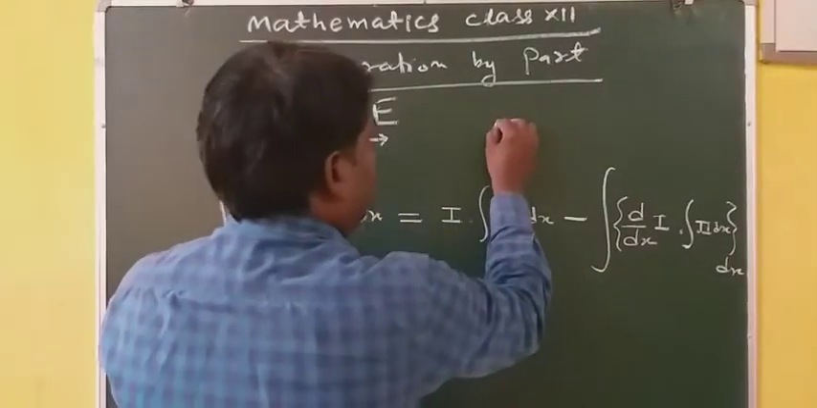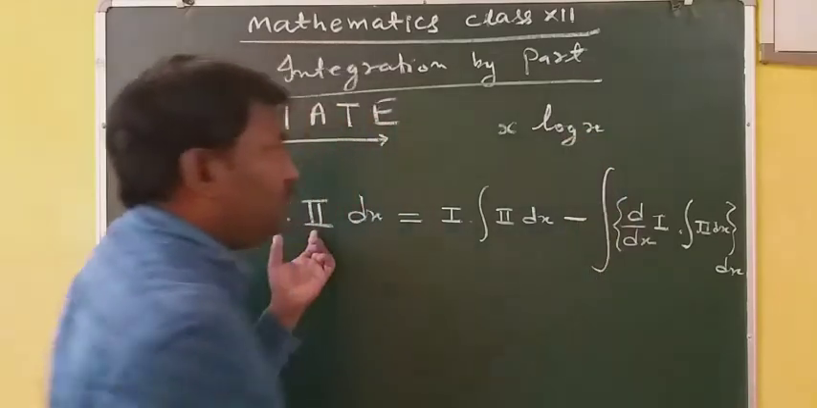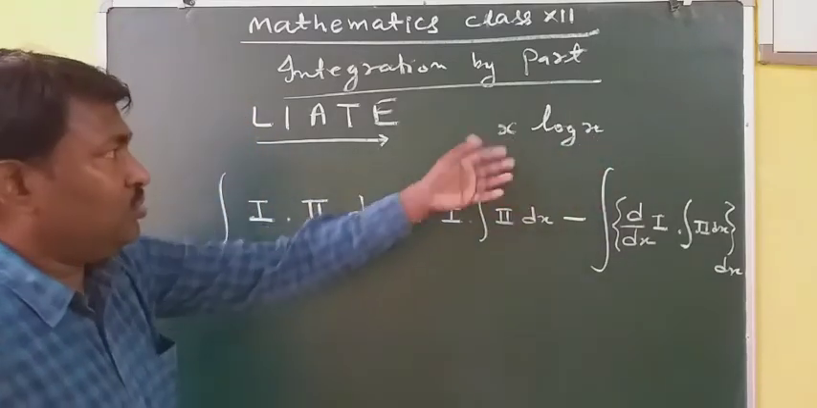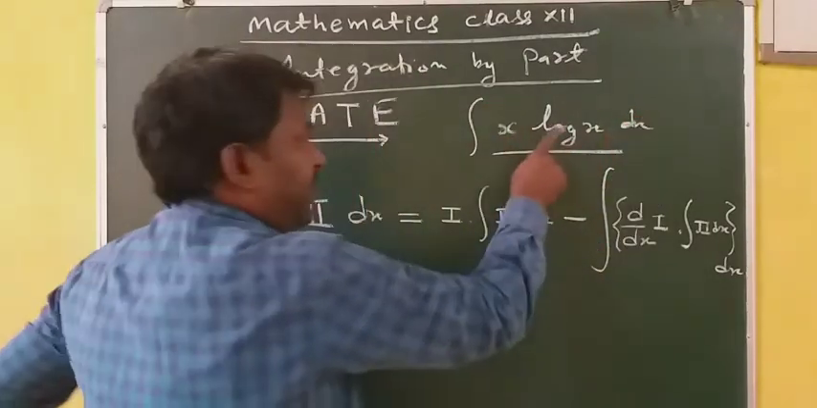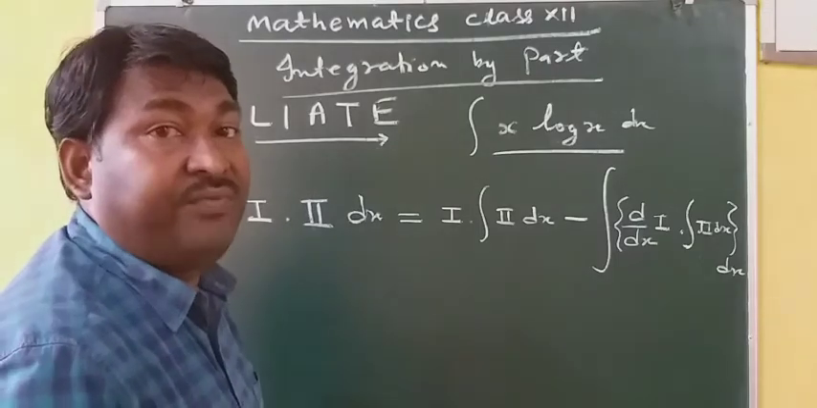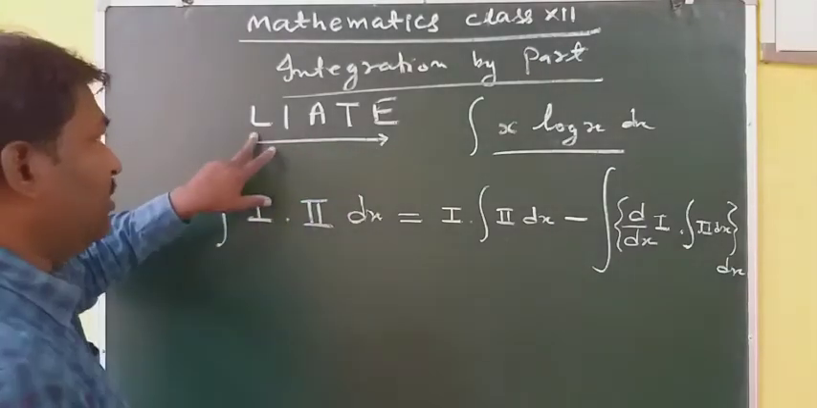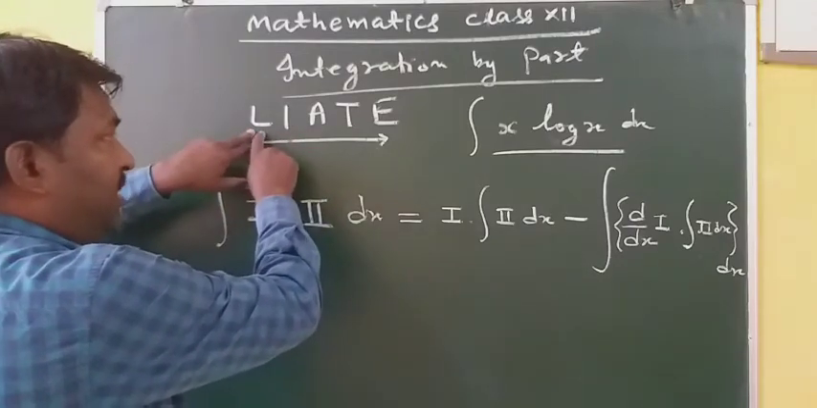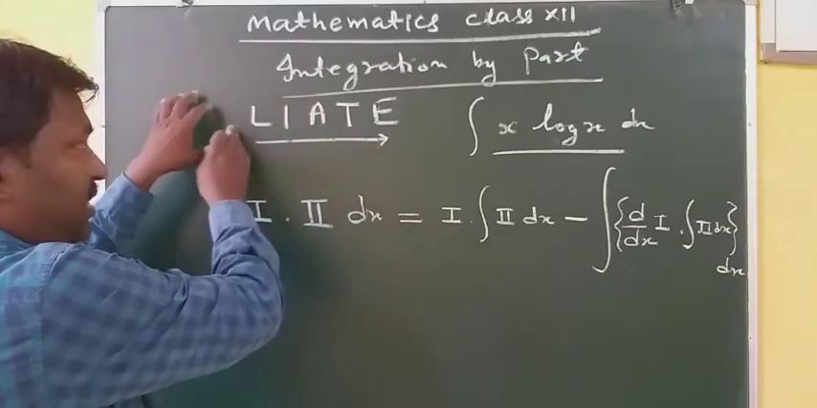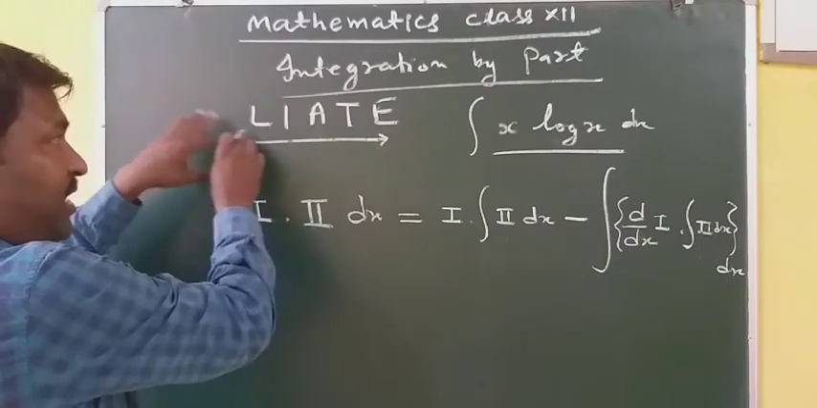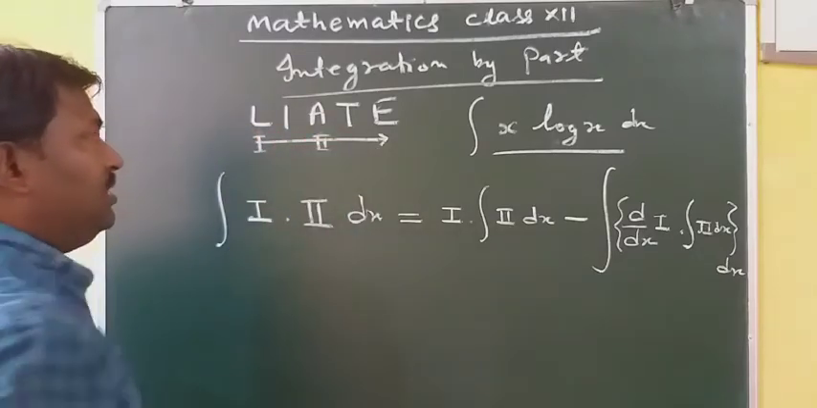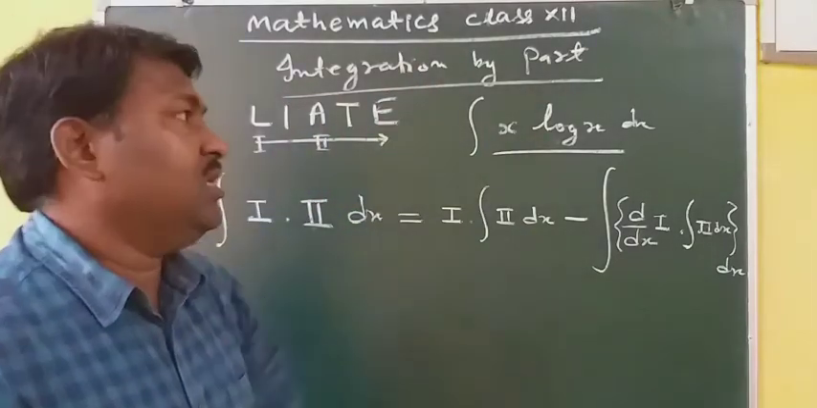Okay, for example, if you are given x into log x. See here, this is your logarithmic function and this is your algebraic function. So in this question, both logarithmic and algebraic functions are present. Which one do you take as first and which as second? Just check from here: logarithmic, inverse trigonometric, algebraic. Logarithmic comes to the left of A for algebraic. So the one that is left of the other, you need to take as first. Since it comes first in the order, it will be taken as first, and the other will be taken as second. In the same way, you can take the first and second functions, right?